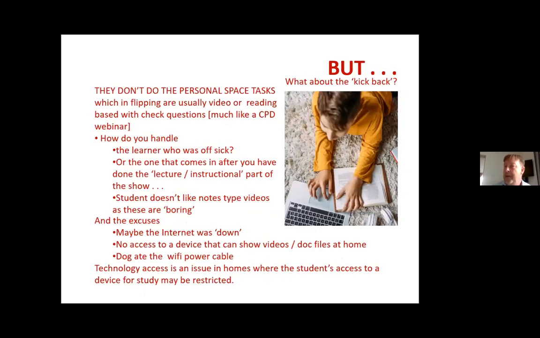Okay, so here's the kickback, looking at it from the student end. They don't do the personal space tasks is the big worry, which teachers have expressed in a number of surveys in environments where flipping has not been trialled. They turn up to the session having not watched the video or not done the reading material. And this can be assessed with some check questions, much like a CPD webinar.